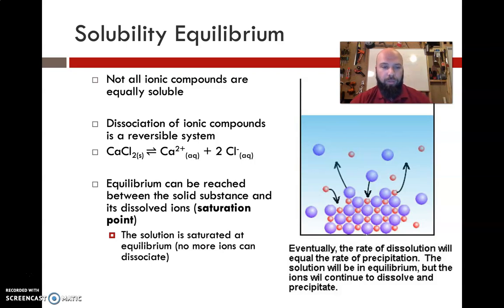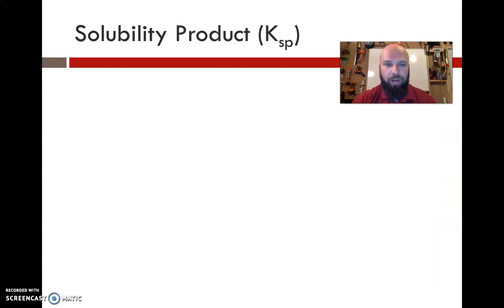The equilibrium is reached between the solid substance and the dissolved ions at its saturation point. All of this was briefly discussed in the first video where I introduced equilibrium. We're going to discuss some of the quantitative properties of the solubility product, which can lead into conversations about the common ion effect. So the solubility product is given the symbol KSP.